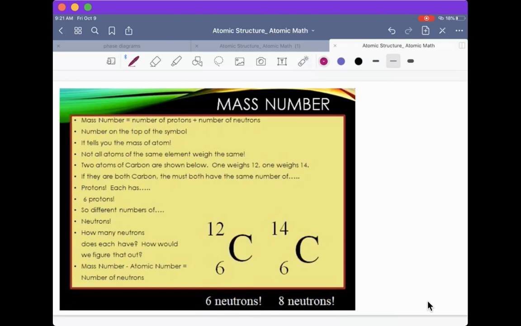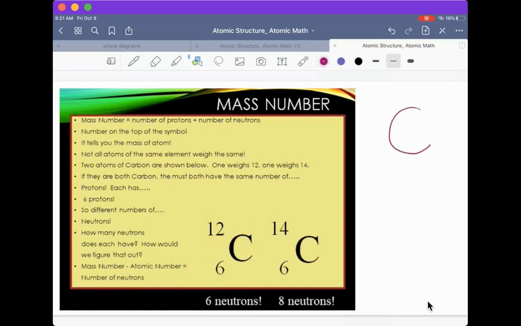Right, let's look at the mass number. So the mass number is another really important value given in the nuclear symbol because it's telling you the mass of that atom. It's telling you exactly what is housed in the nucleus. So remember that the mass number is the number of protons plus the number of neutrons. So you're only dealing with what's in the nucleus.